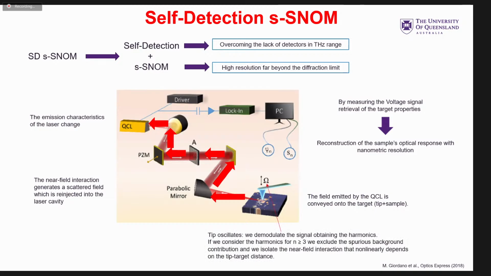Another detail of this configuration is the fact that the tip is in tapping mode, so it oscillates. This is because we want to demodulate the signal and retrieve the harmonics of the signal through a lock-in amplifier present in the configuration. We want to do this because in this way, we can isolate the harmonics which contain the pure information about the near field interaction, excluding the ones containing the spurious background.